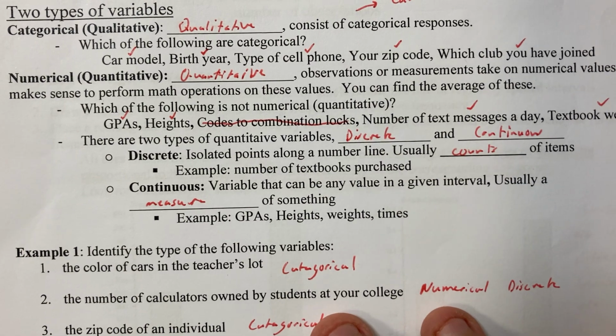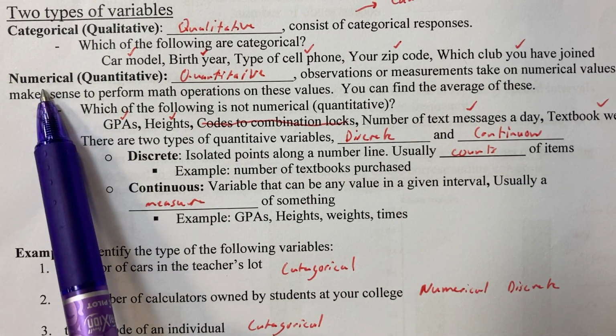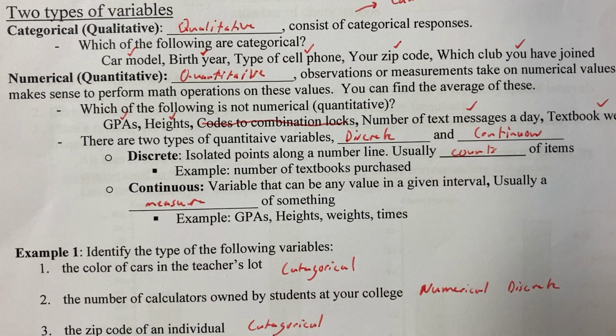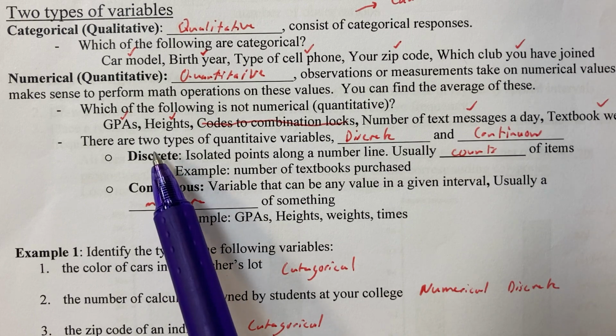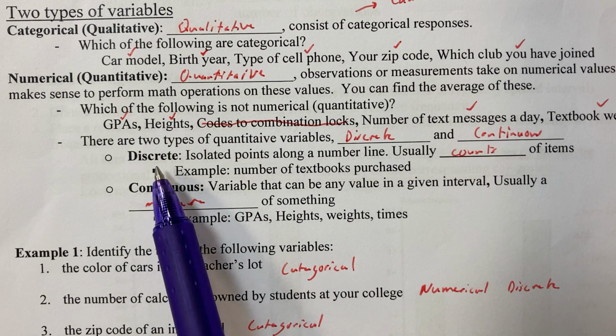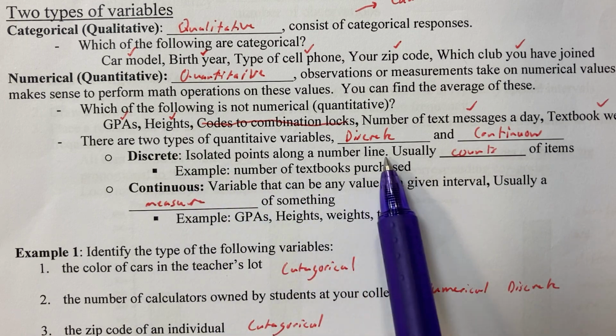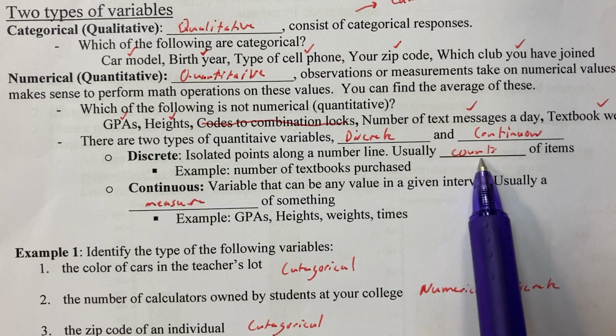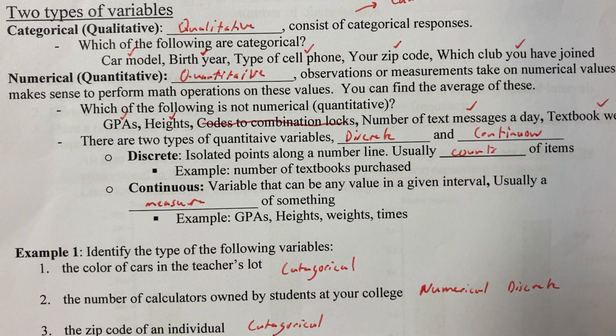Now, within the numerical realm, you separate those into either discrete or continuous. There are two types of numerical variables, discrete and continuous. Discrete are isolated points on a number line, usually counts. You can count them. The number of cars in the parking lot, the number of students in the class, the number of students that passed the AP exam last year, which was actually really good.